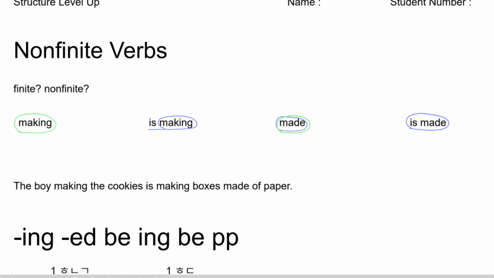So what's the difference? To easily distinguish between finite and non-finite verbs, we could use this method. If something ends with 다, that's a finite verb. And if something doesn't end with 다, that's a non-finite verb. So if something doesn't end with 다, it should end with something like this.